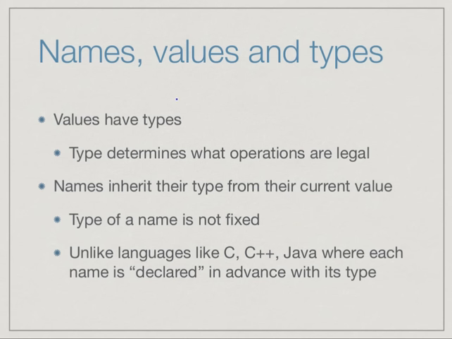In a language like C or C++ or Java, we announce our names in advance. We declare them and say in advance what type they have. So if we see an I in an expression, we know in advance that this I was declared to be of type int and this X was declared to be of type float and so on. Now in Python, this is not the case.